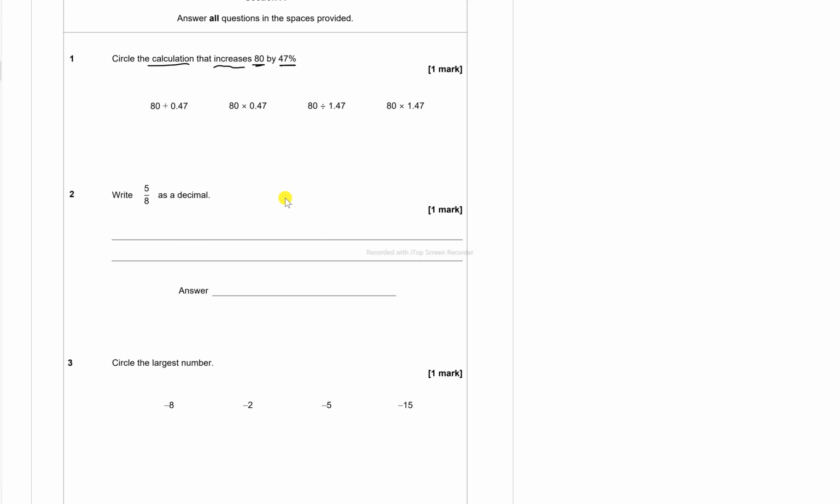Right, I want to increase 80. Let's do it this way. I want to increase it by 50%. Let's do this example. Right, so we know 80, this is 100%. Right, if I add 50%, I end up with 150%.